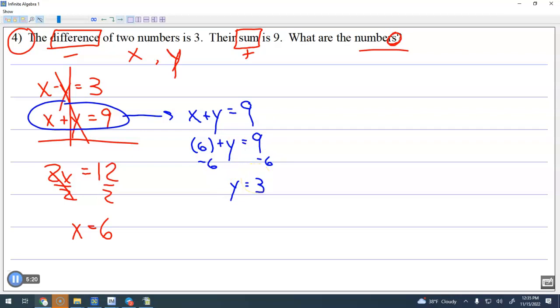What's the difference between these two? How far apart are they? 3. That's what it said. What's the sum of these two? 9. That's what it said. That guy's a little bit different, a little bit new, but not too bad, I don't think. Questions on either one of those two? Anything I can help with? All right, go ahead and get to work.